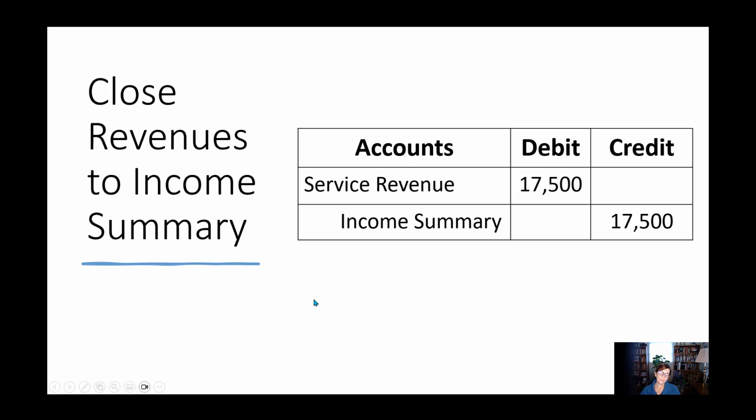All right, so the first thing we're going to do is close our revenue accounts to a very temporary account called income summary. So this is the example that we have been working with. So we're going to debit service revenue for $17,500 to close the account, and we're putting it into income summary. So we're going to credit income summary. So we close revenues by debiting them.